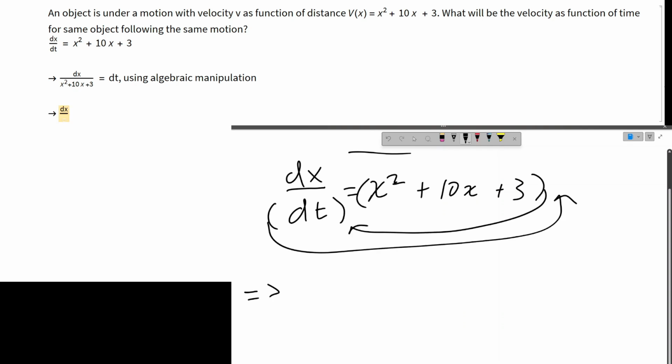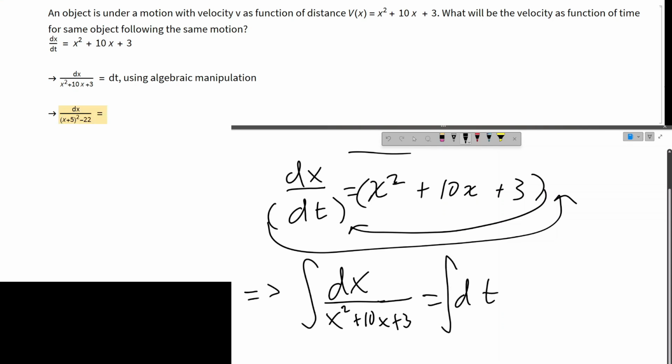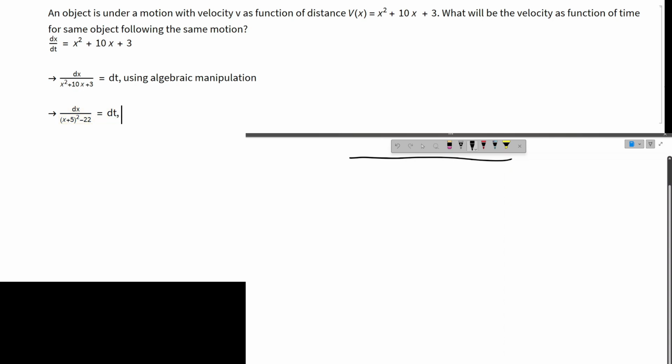Here, we can solve using separation of variables, something you can learn in calculus too, getting the x's on one side and the t's on the other. When you integrate it, the t's get very simple: t plus a constant. The left side will be a little bit more difficult.